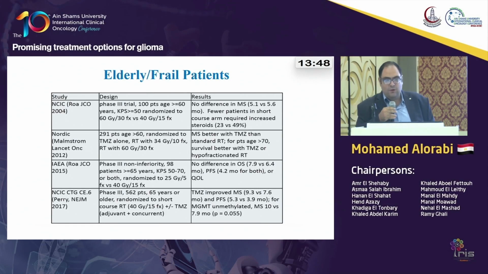What about elderly or frail patients? We have multiple trials. The conclusion of these trials is that elderly or frail patients can benefit from the hypofractionated radiotherapy in comparison to the conventional radiotherapy, and this protocol was used in our unit in Ain Shams University for almost 5 years now. Also, some elderly patients who are unfit for treatment may benefit from temozolomide alone, especially if they are MGMT methylated.